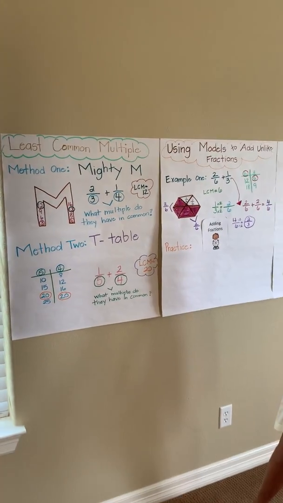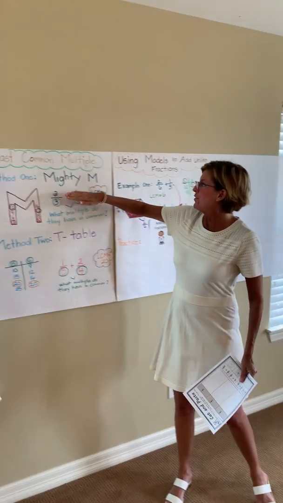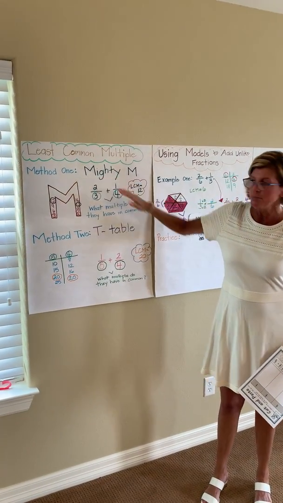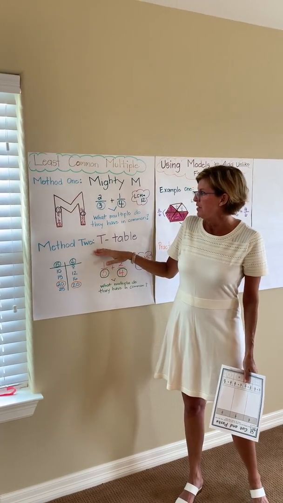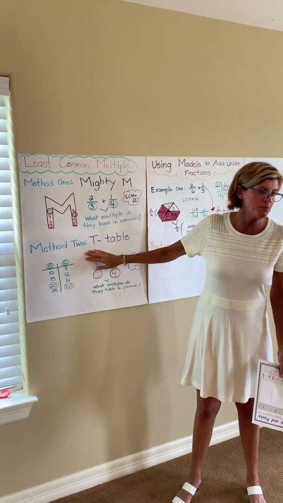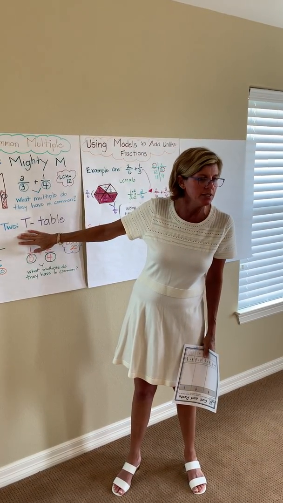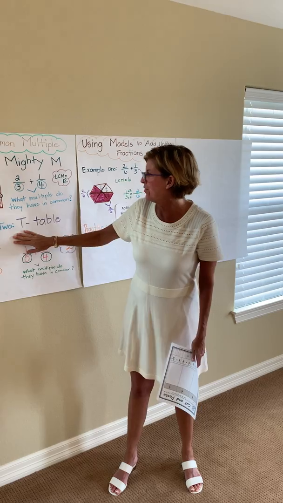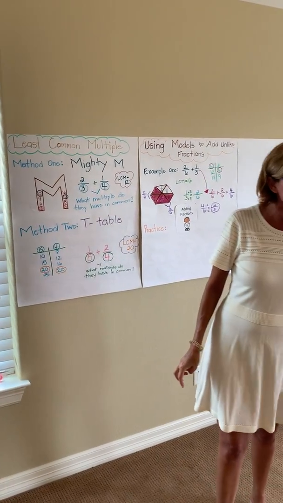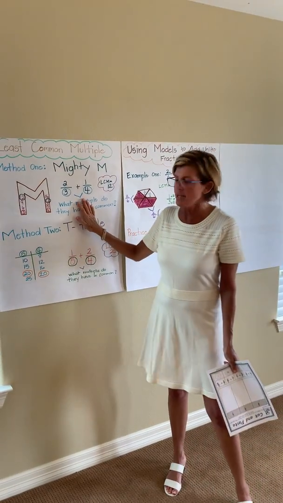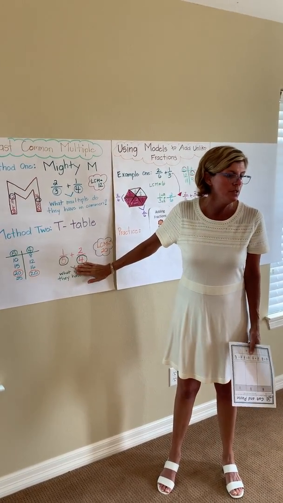So right now you can use one of your colored pencils, and I want you to choose. You can either use the Mighty M method or the T-table method to find the least common multiple of what 2 numbers? What are the 2 denominators, Alexis? 3 and 6. Good, 3 and 6. So I'm going to be walking around right now, and I'm looking to see who is using the Mighty M and who is using the T-table.